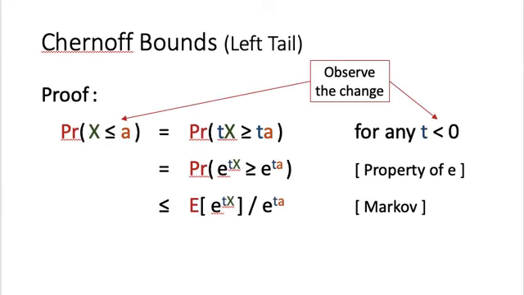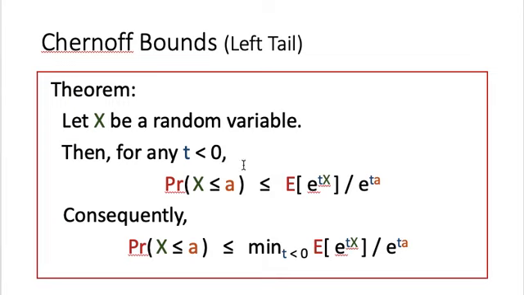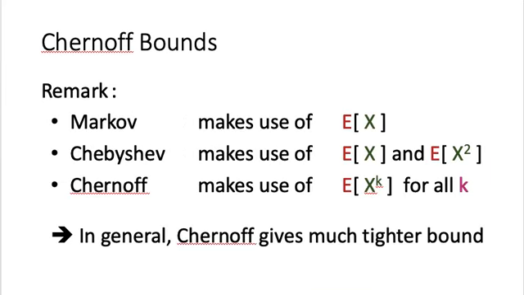And now Chernoff. Although we didn't write down the moment generating function M here, this is the moment generating function. For Chernoff bounds, we are making use of the moment generating function, and the moment generating function captures all the moments. So we have the expected value of x to the power k for all k when we are applying the Chernoff bounds. Because it is using more information, in general, Chernoff bounds will give us a much tighter bound than the other two.